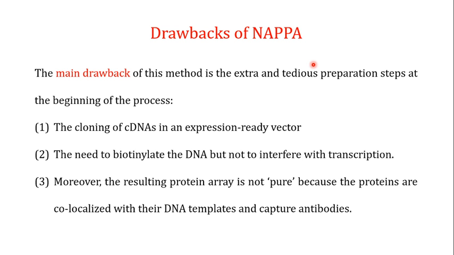Now this nucleic acid programmable protein array has some drawbacks, and the main drawback of this method is the extra preparation step at the beginning of the process. What I mean by that is that the first thing you have to do is the cloning of the cDNA in an expression ready vector. There is the need to biotinylate the DNA, but not to interfere with the transcription. Moreover, the resulting protein array is not pure because the proteins are co-localized with their DNA templates and the capture antibodies.